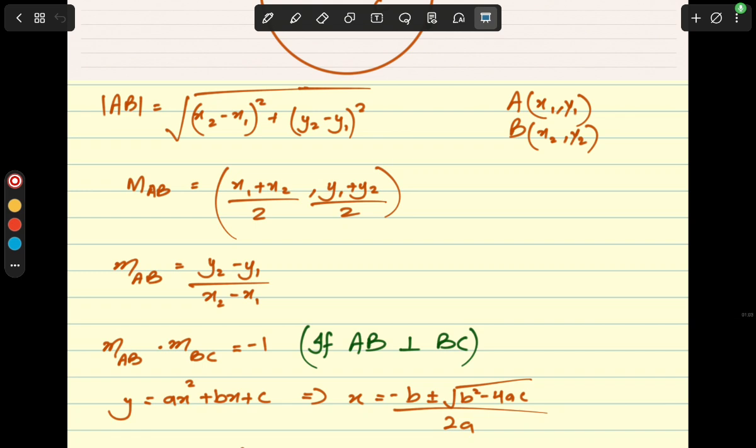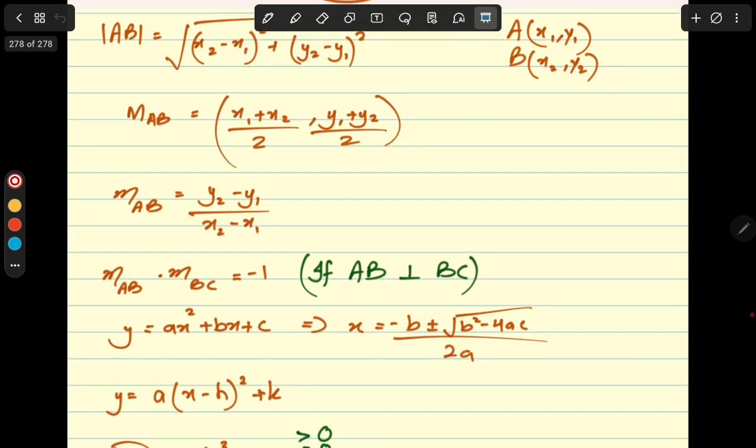Previously, coordinate geometry taught us the distance for two given points. It taught us the midpoint between the 2 points. It taught us the gradient between the 2 points, y2 minus y1 upon x2 minus x1. That was rise over run, or change in y over change in x. It also taught us the perpendicular bisectors and the perpendicular gradients for two lines, let's say AB and BC, which are perpendicular to each other. Then the product of their gradients always is equal to -1.